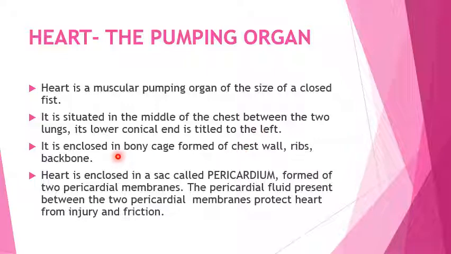It is enclosed in the bony cage formed of the chest wall, ribs and the backbone. The heart is enclosed in a sac called the pericardium. It is a membranous structure formed of two pericardial membranes, and between the two pericardial membranes a fluid is present, known as the pericardial fluid. The function of pericardial fluid is to protect the heart from injury and friction, because it provides lubrication by which it can protect the heart from various wear and tear.